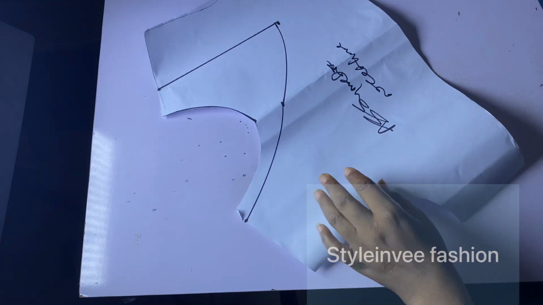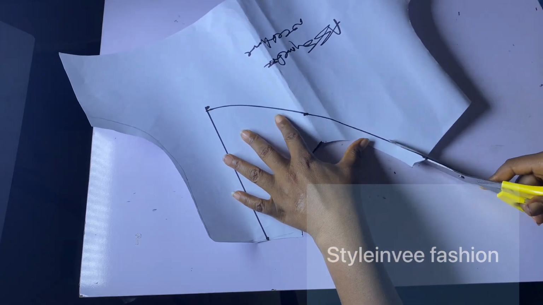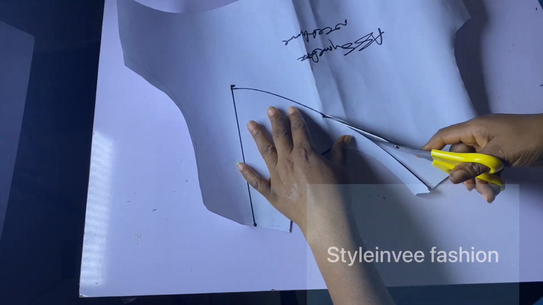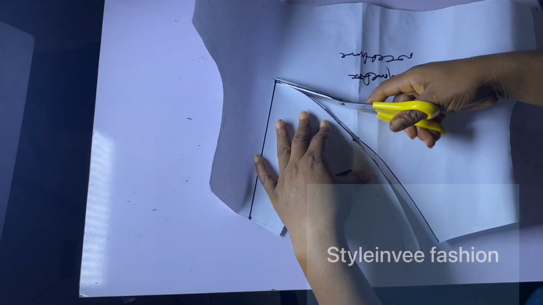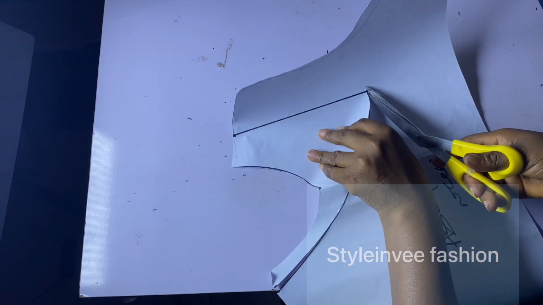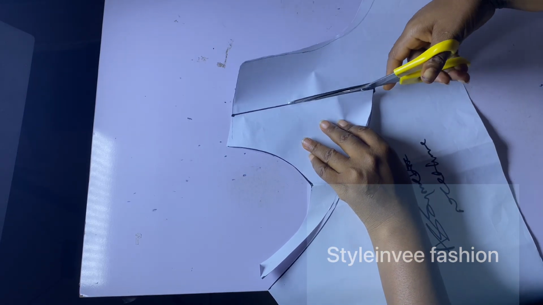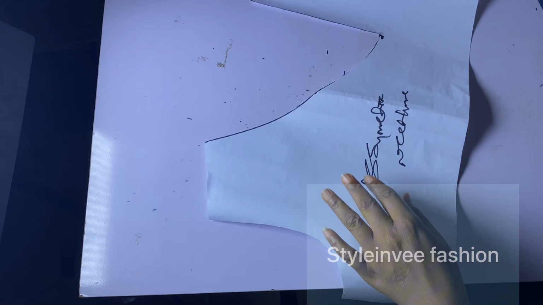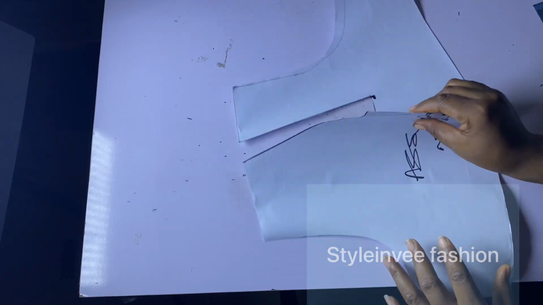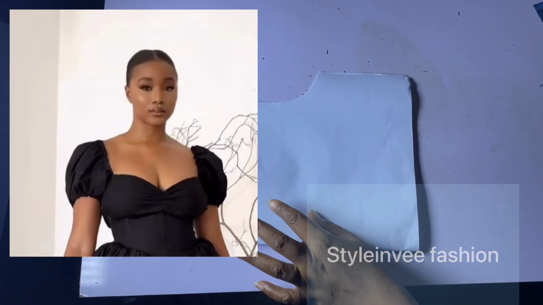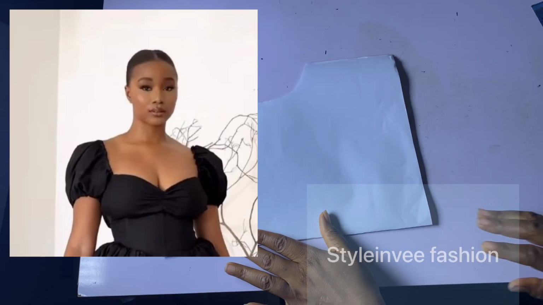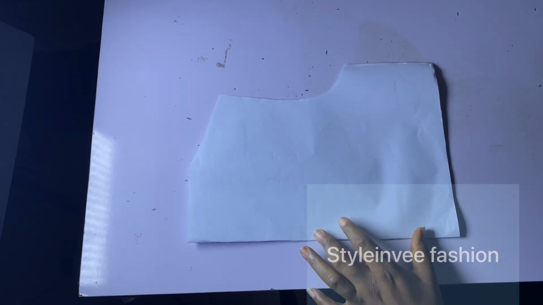Now the next thing for us to do is to cut this out. Now look at how I am cutting it, following the shape of the neckline like this. There are other different ways of making an asymmetric, but this is actually the simplest form of it, so I will keep this aside. So the next neckline is the off shoulder as seen on this picture.